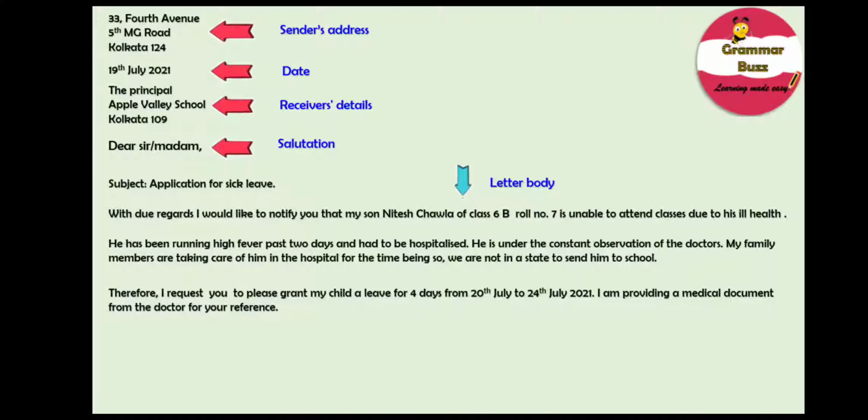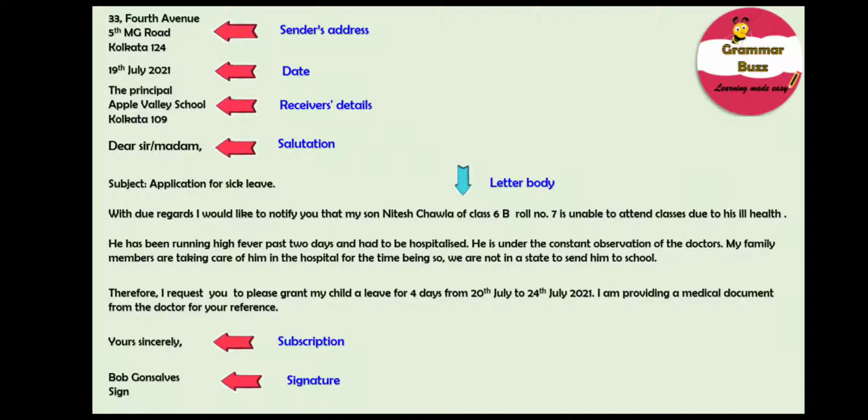Step 7 is the complementary clause. Let's use Yours sincerely as we know the principal. And the final step is the name and signature of the person sending the letter. Let's say the name is Bob Gonzalez and his signature. So finally, our letter is complete after implementing all the 8 steps.